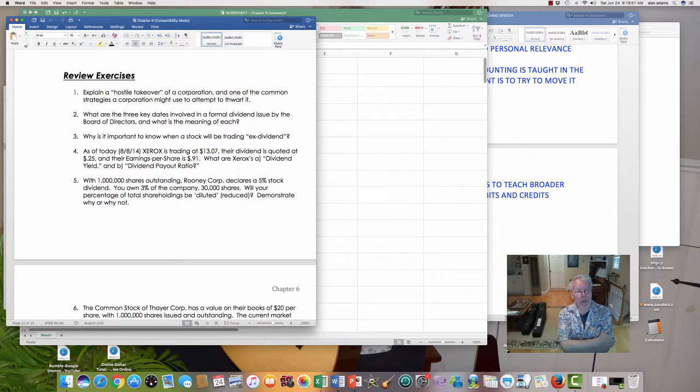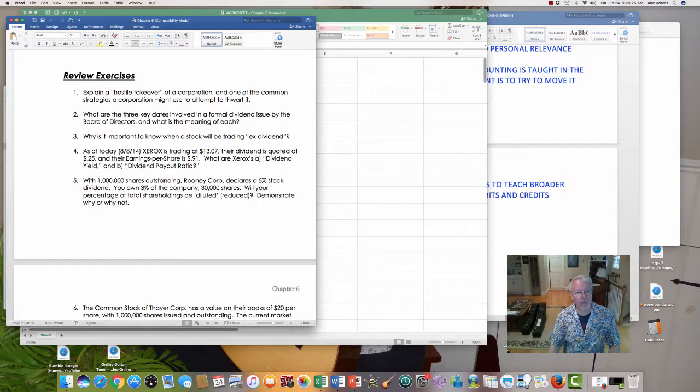Again, if you follow the text, these are really not all that difficult, even though this is new territory to you. So right now, Xerox, their common stock is trading at $13.07 per share, their dividend is 25 cents annually per share, and their earnings per share for the most recent year is 91 cents. You could also use a projected amount, but we're going to stick with actuals. So all three of those numbers are actuals. So given that data, what is their dividend yield and their dividend payout ratio?